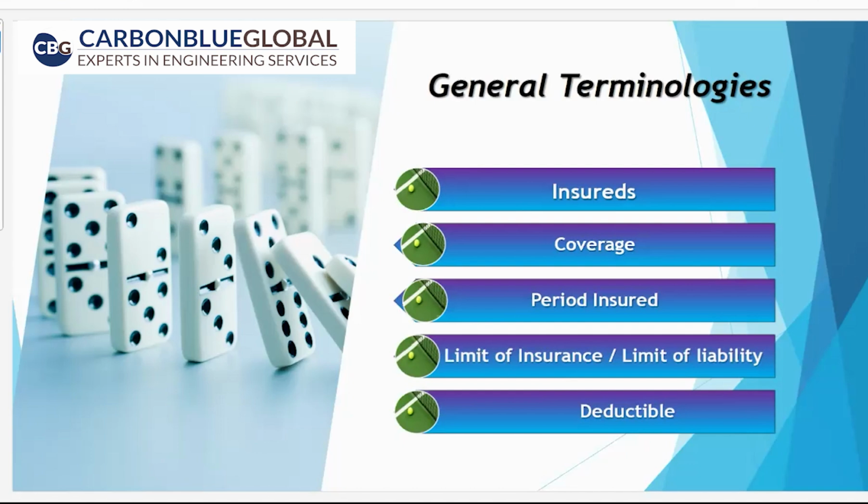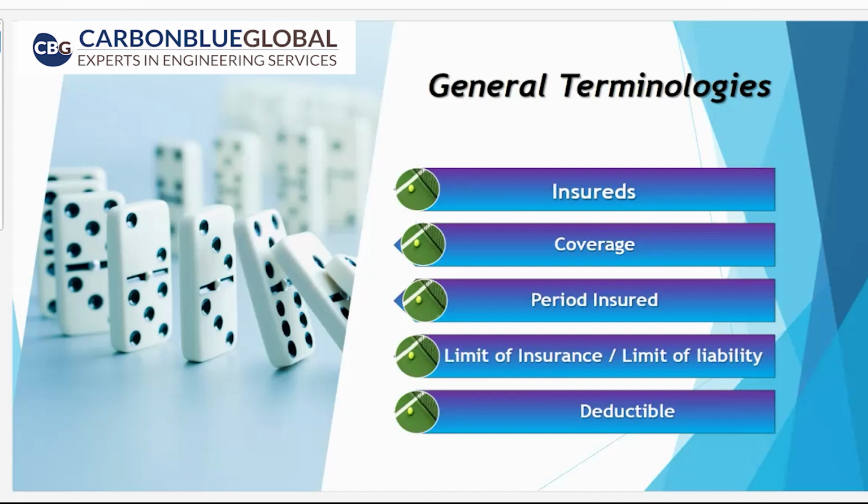The second one is about the coverage. The coverage of an insurance policy will specify what type of insurance it is and the extent of the coverage accounted therein. For example, if it is a workman compensation, it will specify that it is a workman compensation for that specific company and whoever is employed by that company.